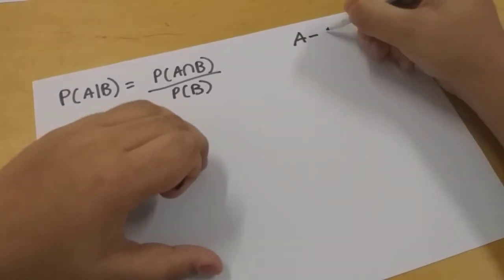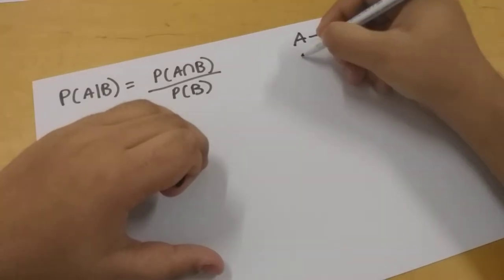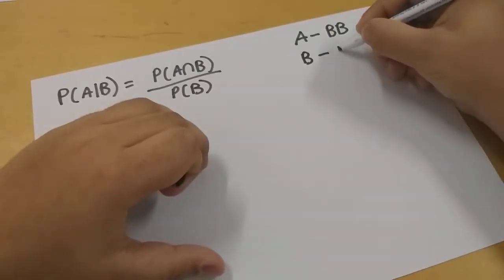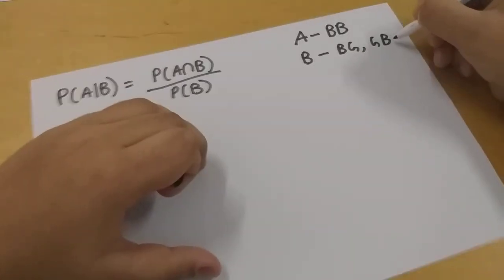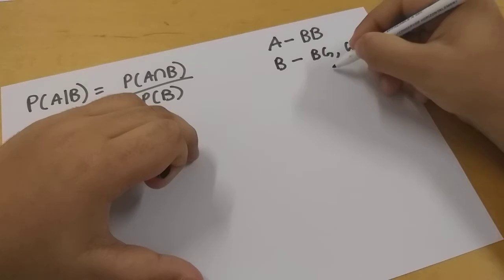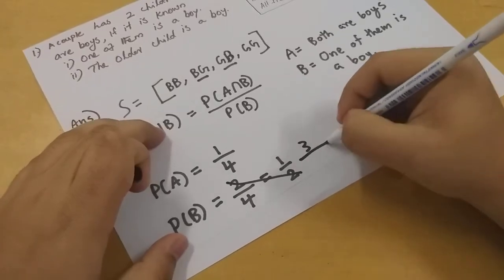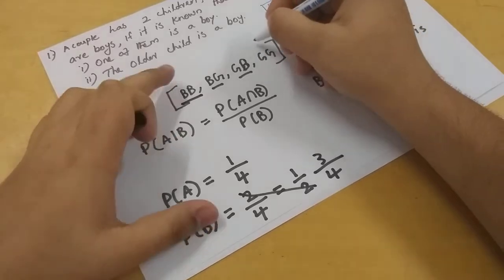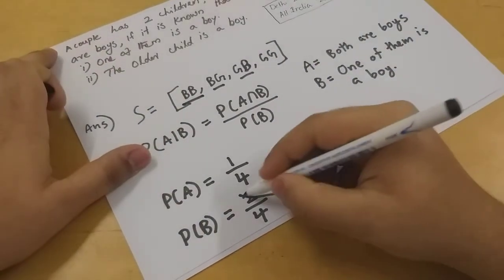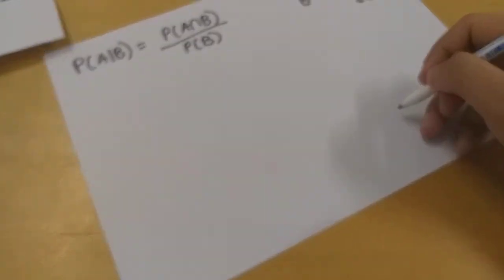In A, the event that occurred was BB, both are boys. And in the event B, both BG and GB as well as BB are possible. So our probability is 3 by 4, since there are 3 events that occur and the total number of events is 4. So P of B is 3 by 4.